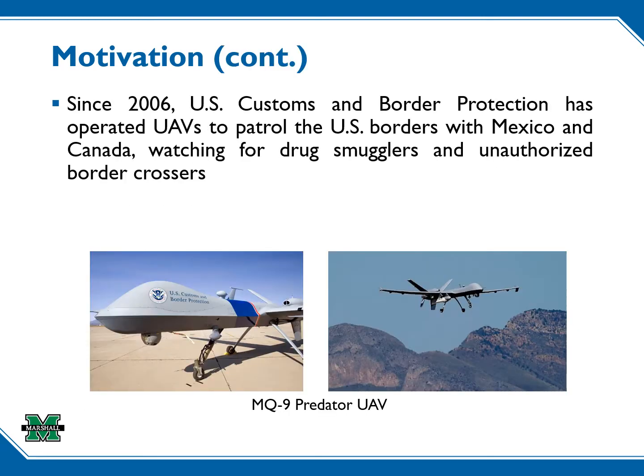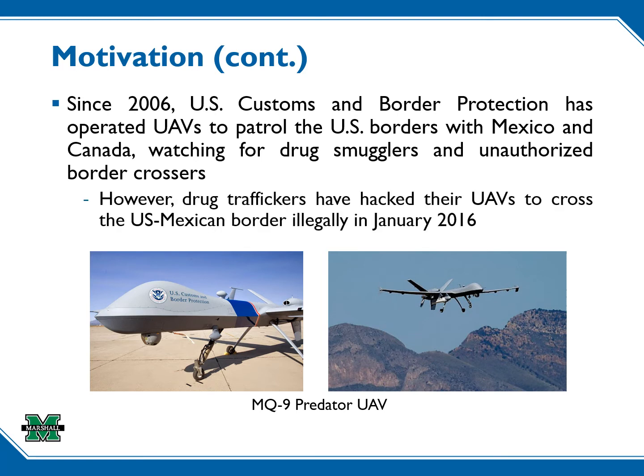Here's an example of the vulnerability found in UAV systems. Since 2006, U.S. Customs and Border Protection has operated UAVs to patrol the United States borders with Mexico and Canada, watching for drug smugglers and unauthorized border crossers. In January 2016, the U.S. government confirmed that drug traffickers had hacked their UAVs to cross the U.S.-Mexican border illegally.